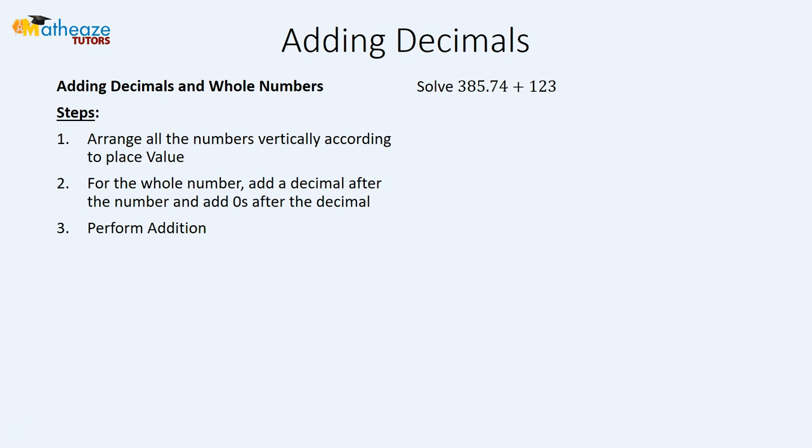Now let's look at this other example. So we have 385.74, and then we have a plus sign because we're going to arrange it vertically. And we look at 1, 2, 3. 3 is in the ones place, 2 is in the tens place, and 1 is in the 100 place, and we just put zeros across, and then now we can add, and then we have 508.74.